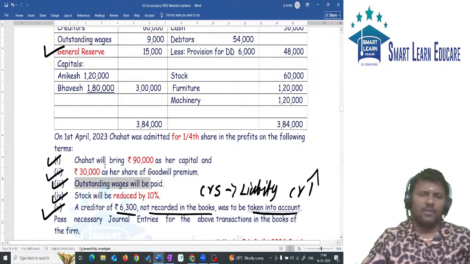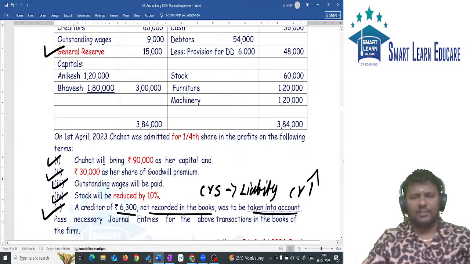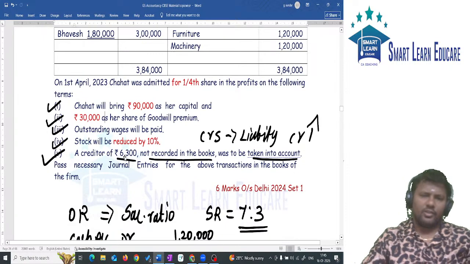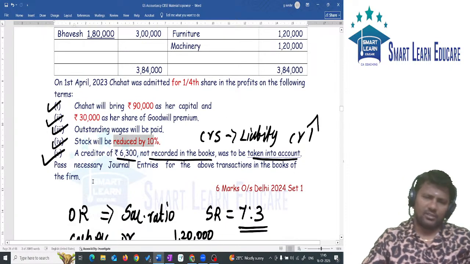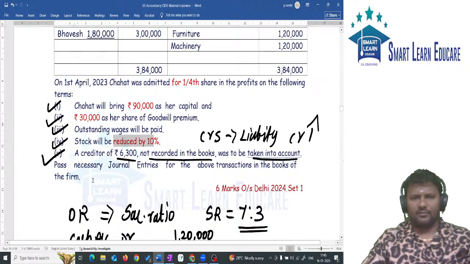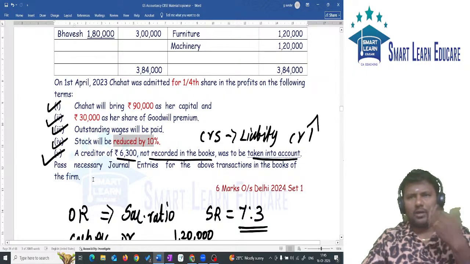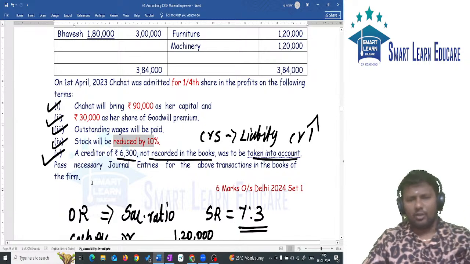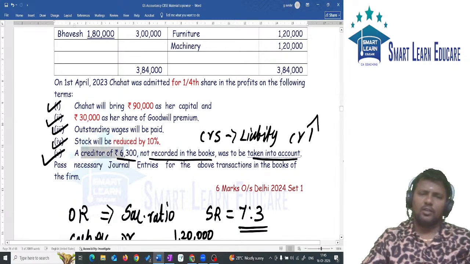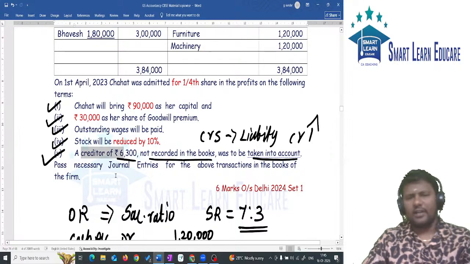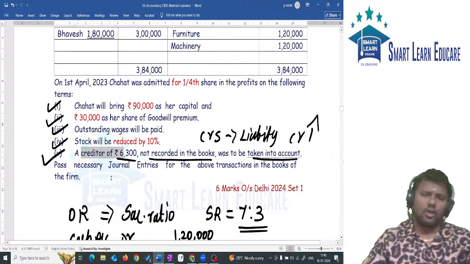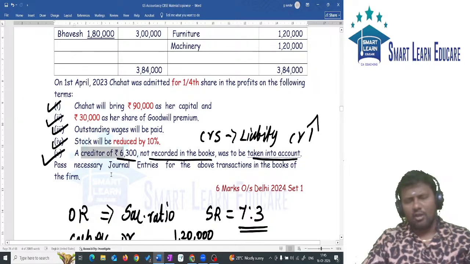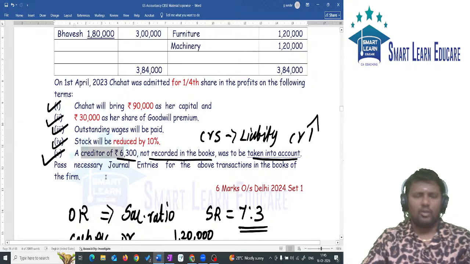Outstanding wages will be paid. What is the entry for outstanding wages payment? Outstanding wages account debit to cash. Stock reduced by 10%. Stock is an asset reduction, so asset should be credited. Entry: revaluation account debit to stock. Creditors 6,300, earlier it is not recorded. Now it is taken into account, meaning creditors increases. What is the entry for creditors increases? Revaluation account debit to creditors.